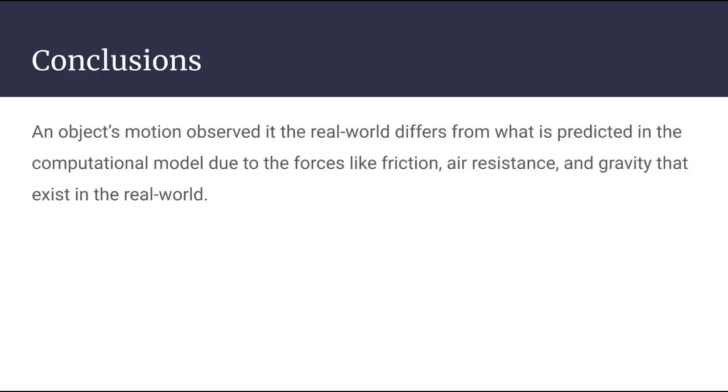So what can we conclude from this experiment? An object's motion observed in the real world differs from what is predicted in the computational model due to the forces like friction, air resistance, and gravity that exist in the real world. Though our experimental model and computational model may be similar, they will never exactly be the same.